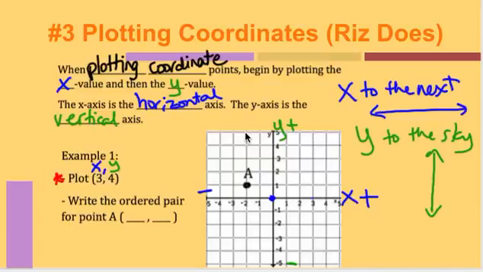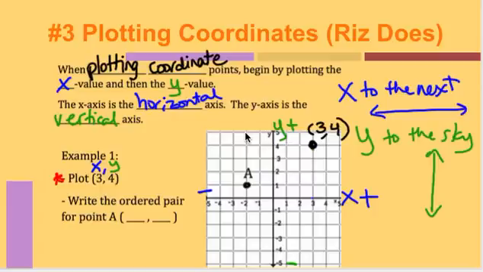Now it says positive 3, so I'm going to go to the right 3 with my x value, and then I'm going to go up 4, a positive 4, for my y value. And that's where I'm going to plot my point. Now all these blue and green loops are just to make sure that you know how to get there. But I'm going to erase that, and then I can label my point 3, 4.